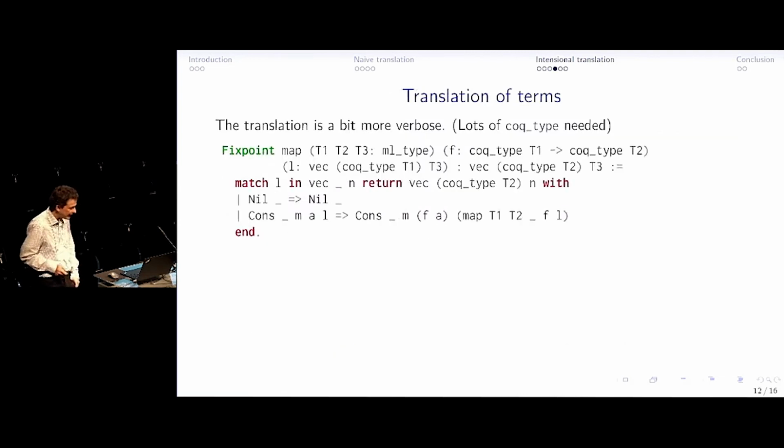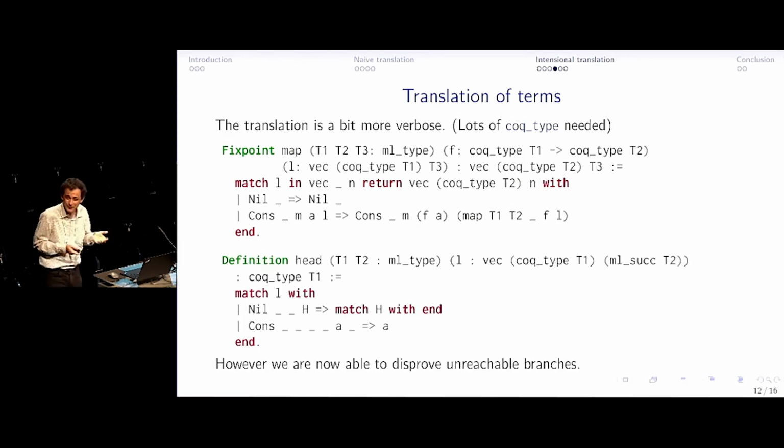Okay. Then what happens with this translation of terms? Well, the translation becomes just a bit more verbose, so you need to put a lot of Coq type around. But otherwise, it's very similar to what we had before. Apparently in this case, I don't even need to use the equation that I've put in the type, because they're created by the match construct itself. And of course, the whole point of doing that is that this time I can define head.